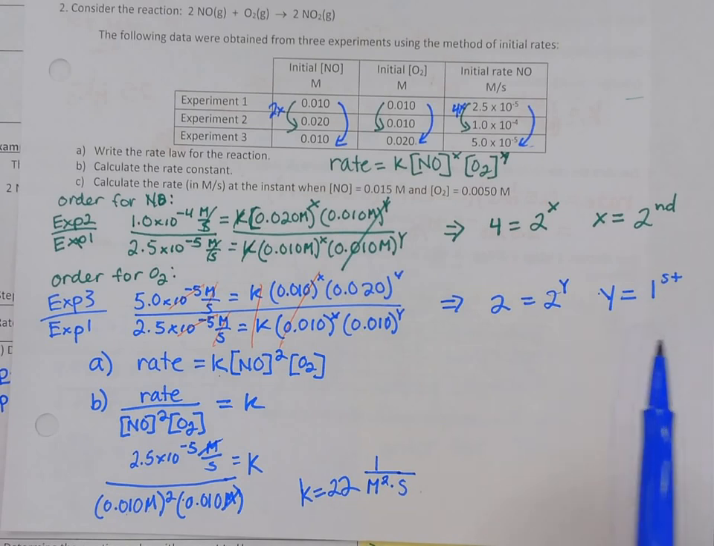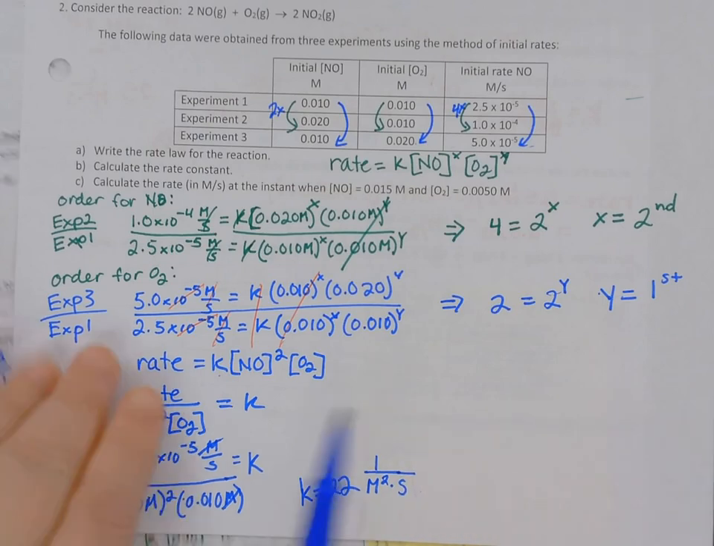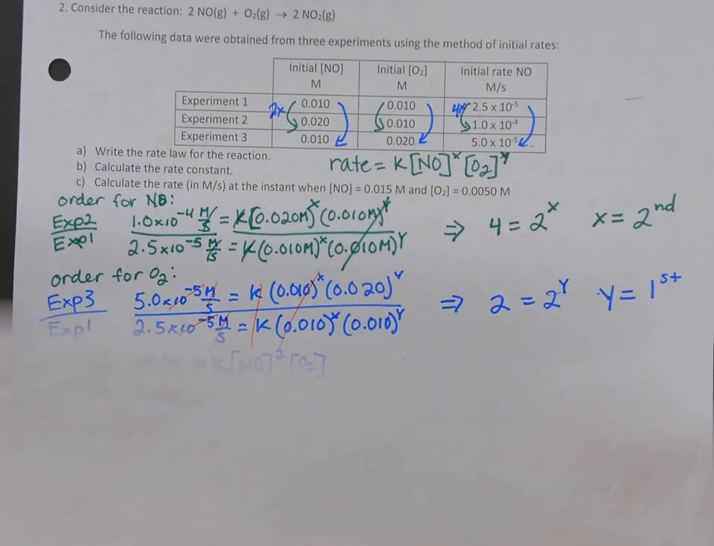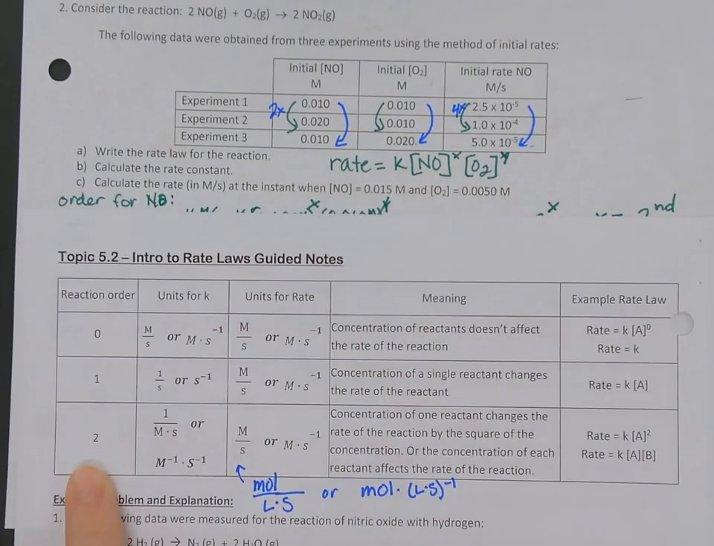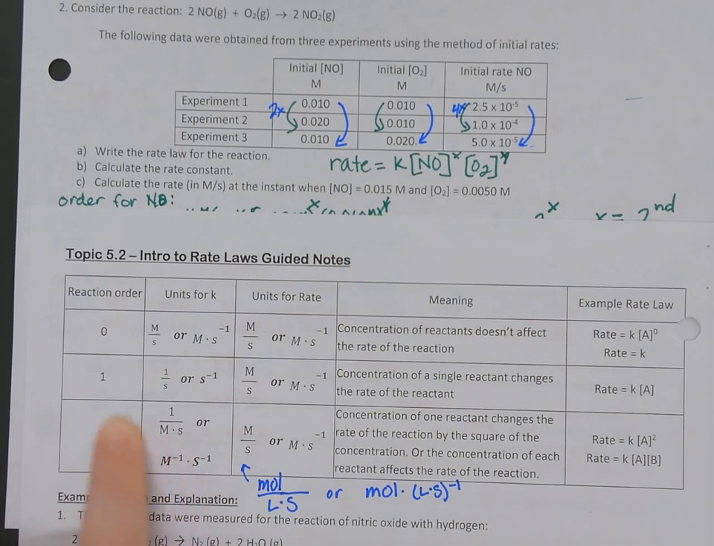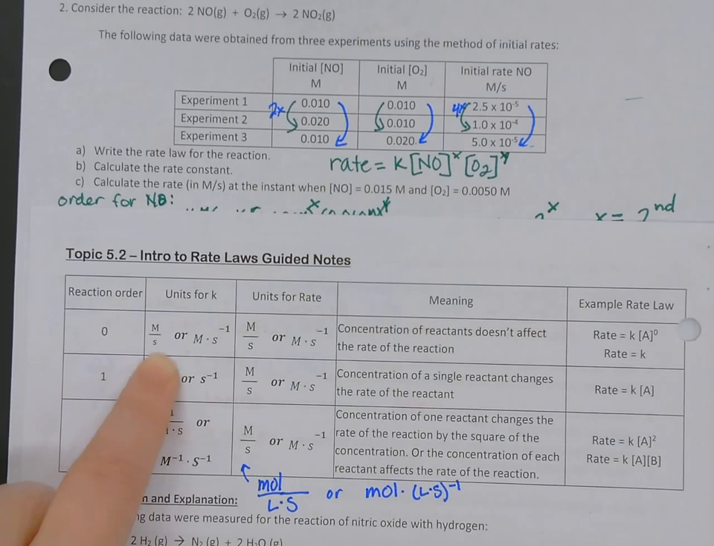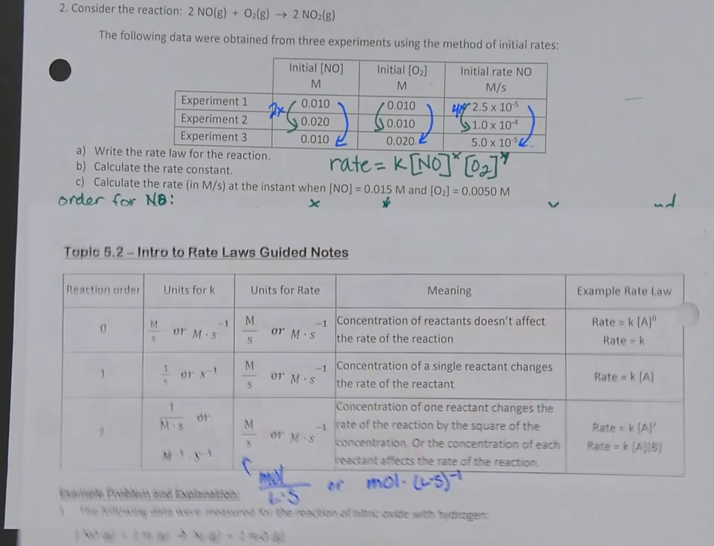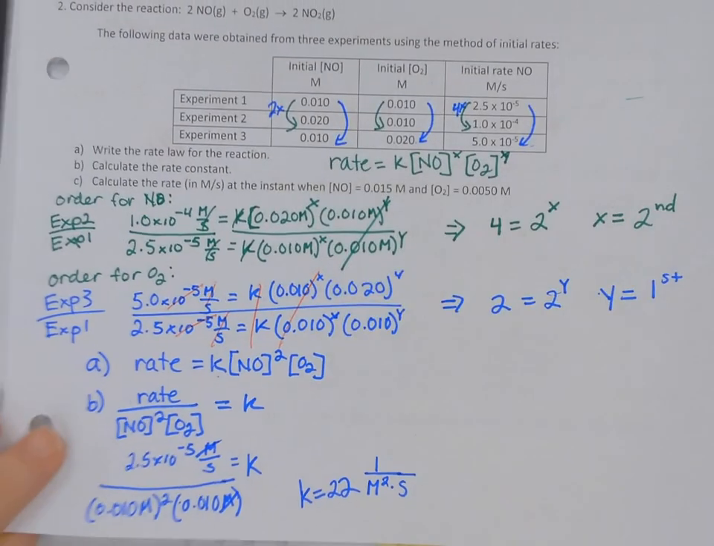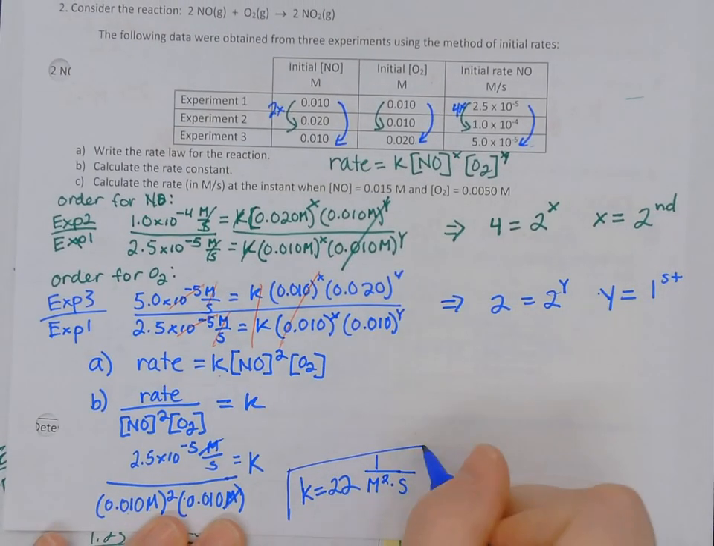A kind of little trick here is that your amount of molarity on the bottom is 1 less than your order. So if it's third order overall, I'm going to have molarity squared. If it's second order overall, I'm going to have 1 molarity on the bottom. If it's first order, I'm going to have no molarities on the bottom. 0 order, it's the same as rate. Okay, so that's a little trick I've noticed as well. Way to check your units. So that's our rate constant there.